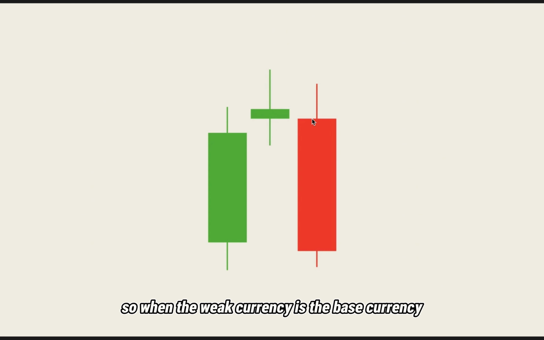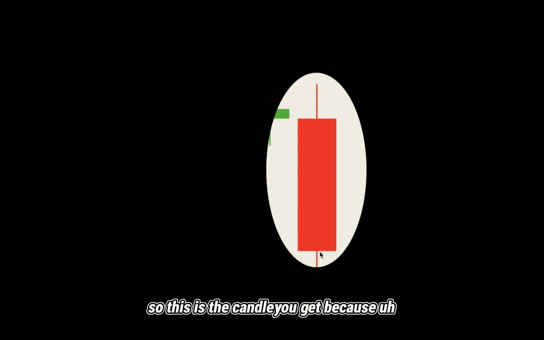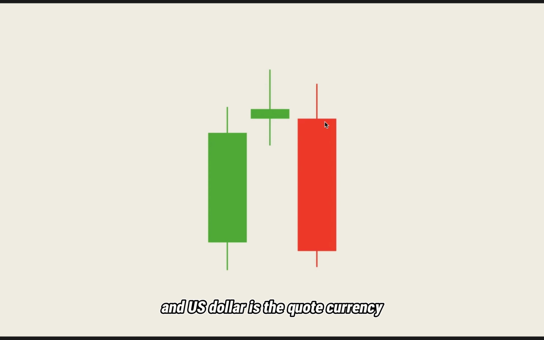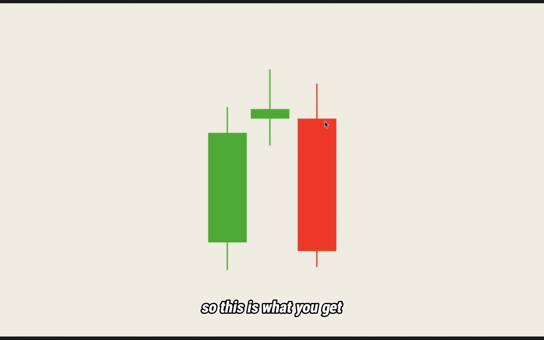So when the weak currency is the base currency and the strong currency is the quote currency, this is the candle you get. Let's say for instance you are trading GBP/USD. GBP is the base currency and US dollar is the quote currency. Now let's say the GBP is weak for the day or for the week, and US dollar is strong for the day or for the week or for the month, whatever. So this is what you get. You get a daily candle or weekly candle or monthly candle that would be red. It would be a downtrend.